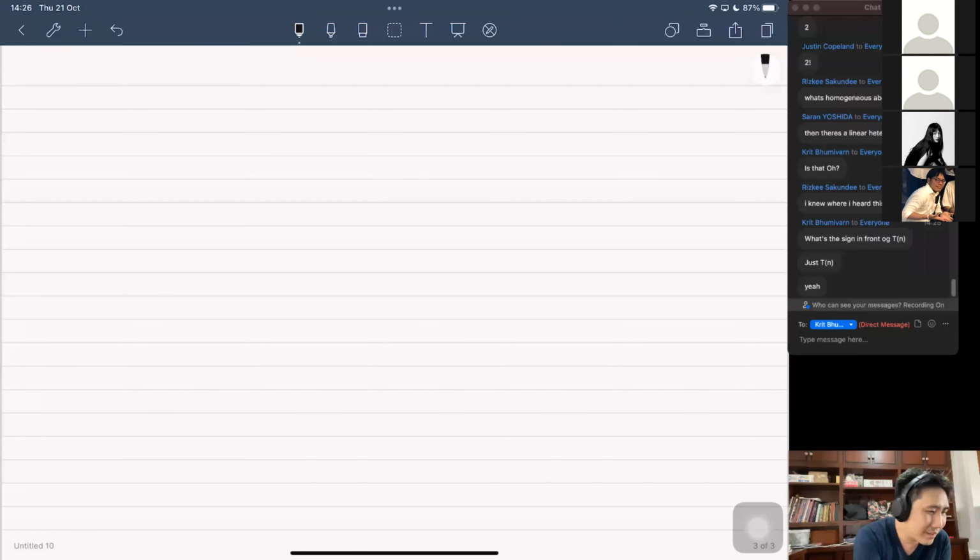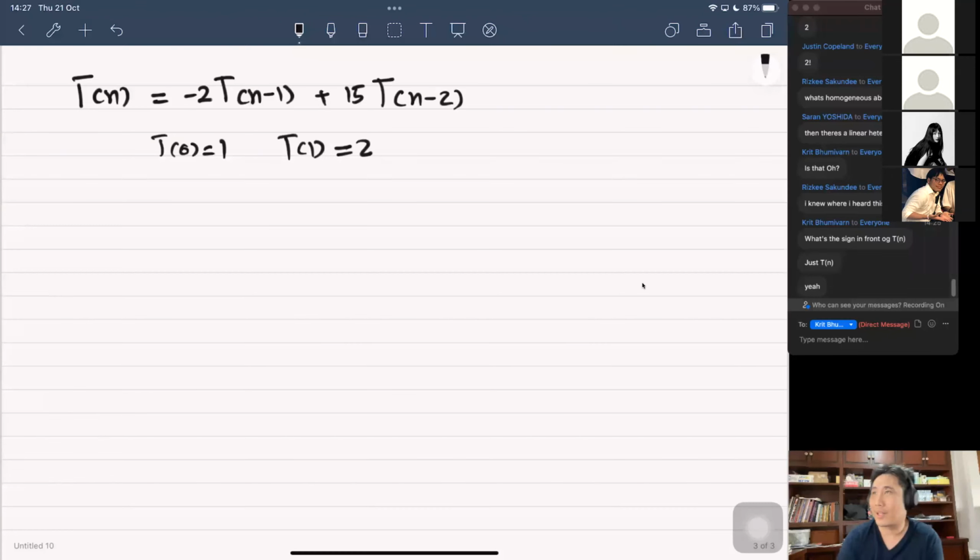Yes, I'll share the screen in a second. Let me copy the question. I want to make sure that it's at least a rational number. So T0 is 1 and T1 is 2. Okay, now we can get that. Let's try to solve something similar. You may think this looks more complicated because you have minus 2 and 15 and so on. Trust me, this actually makes things so much easier than that one, because the answer to that one involves square root 5 and so on.